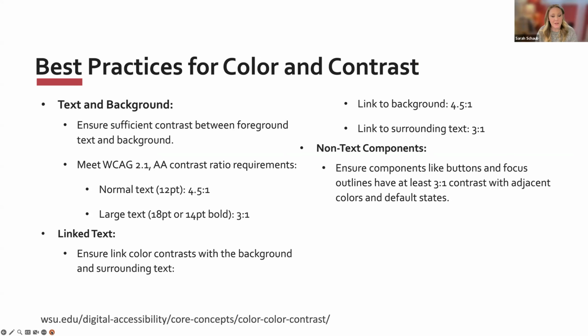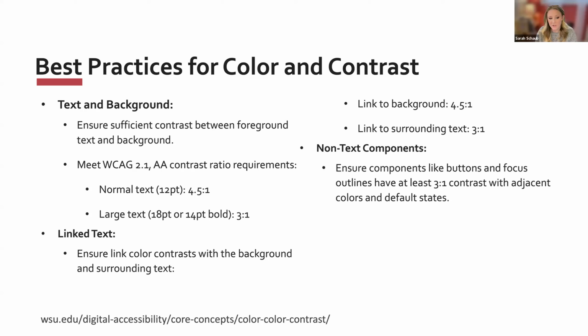So, best practices for color and color contrast. Text and background: ensure sufficient contrast between the foreground and the text background, as we've already talked about. Make sure you're meeting the WCAG 2.1 level AA contrast ratio requirements. Normal text, which is 12-point font, should be a 4.5 to 1 ratio. Large text, 18-point or 14-point bold, should be a 3 to 1 ratio.